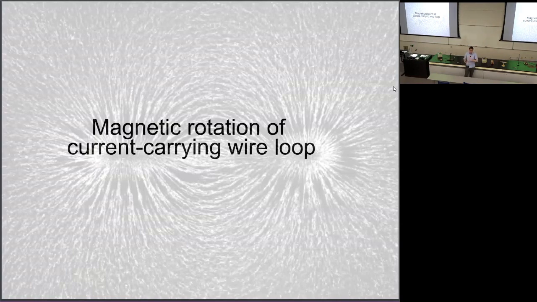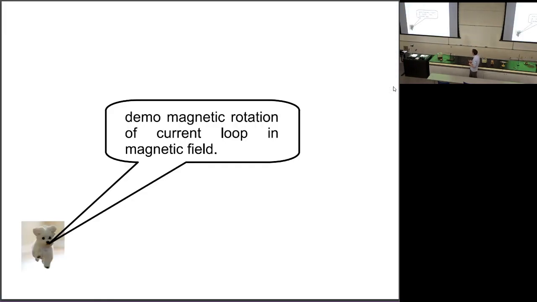This example here of a loop in a magnetic field turns out to be a very practical, important example. And so that's why we're exploring it. I'm not just randomly picking examples. Well, sometimes I am, but not in this case. It is important. Okay, let's demonstrate this.